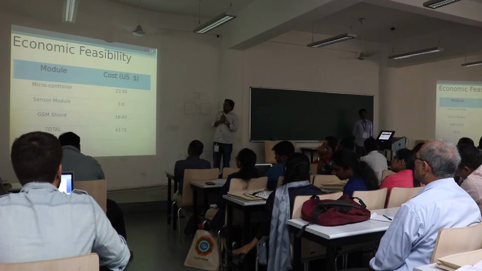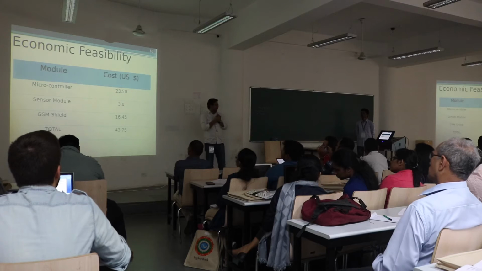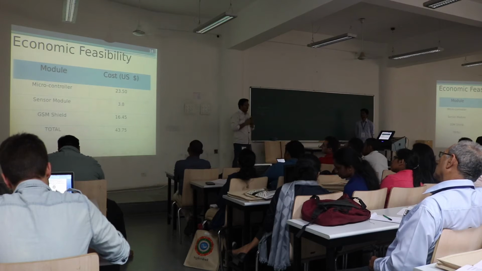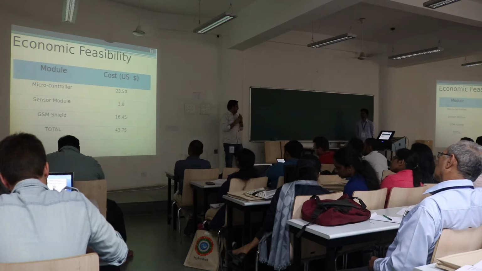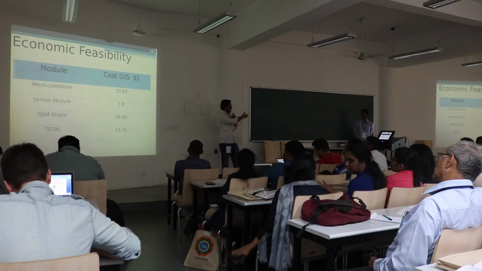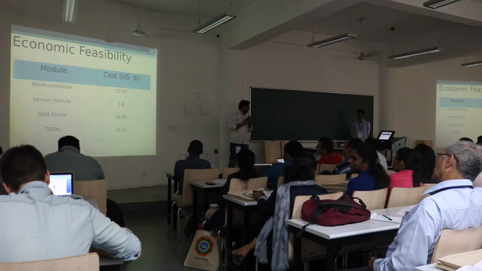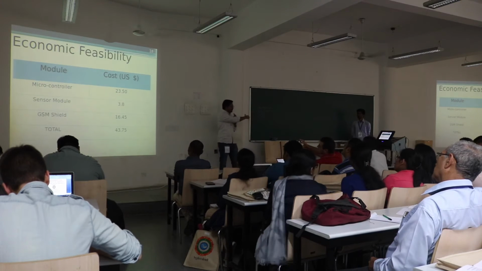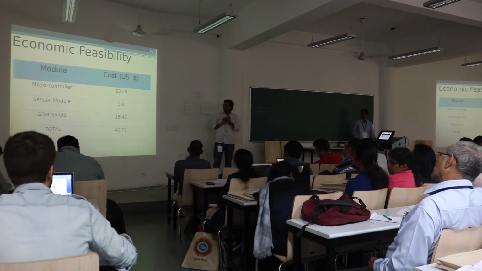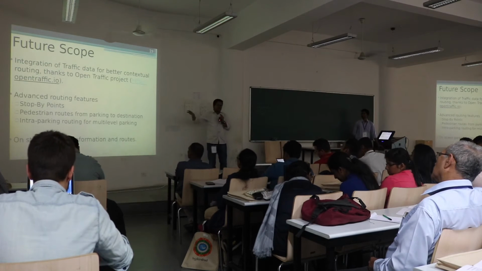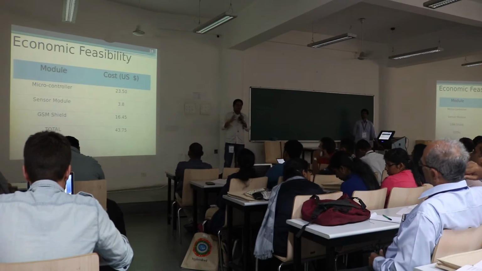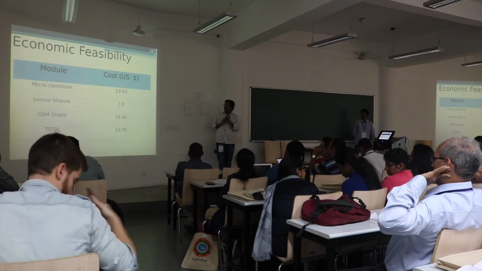Then the economic feasibility. The cost incurred as of now for developing this application was related to the IoT module, which is around 1,400 rupees for the microcontroller, 1,000 for the GSM shield, and 250 rupees for the sensor module. So it will nearly be around $43.75, as we calculated some days back. But this is the bare minimum cost. This cost may increase as we build a proper and robust infrastructure for the application.